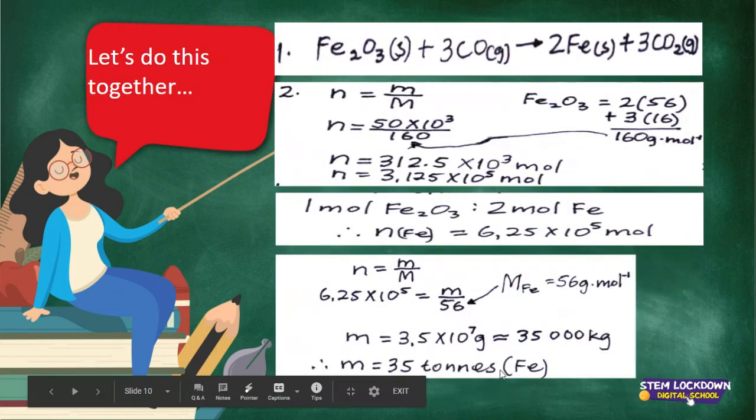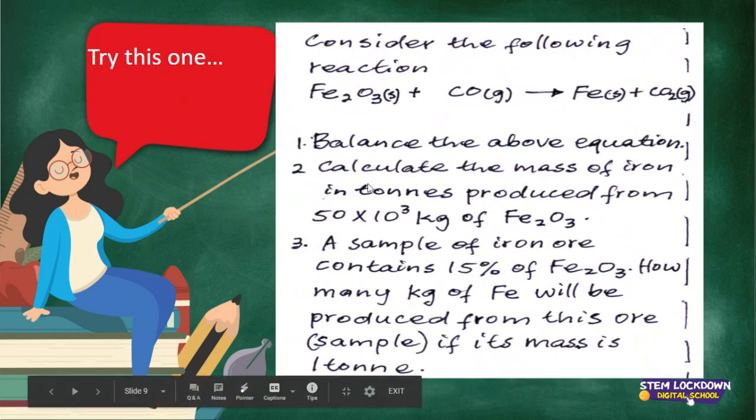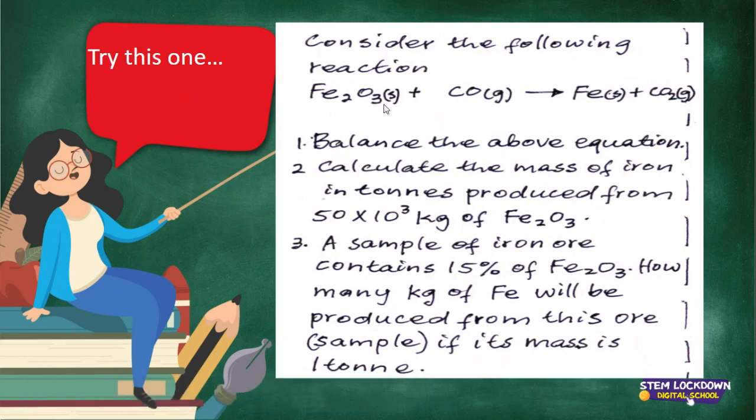You can have a snapshot of this, but you can always view this later on YouTube. But consider the following reaction. If you are having iron oxide, ferric oxide, plus carbon monoxide, giving you iron plus carbon dioxide. This is the reaction that normally takes place when we are refining iron.